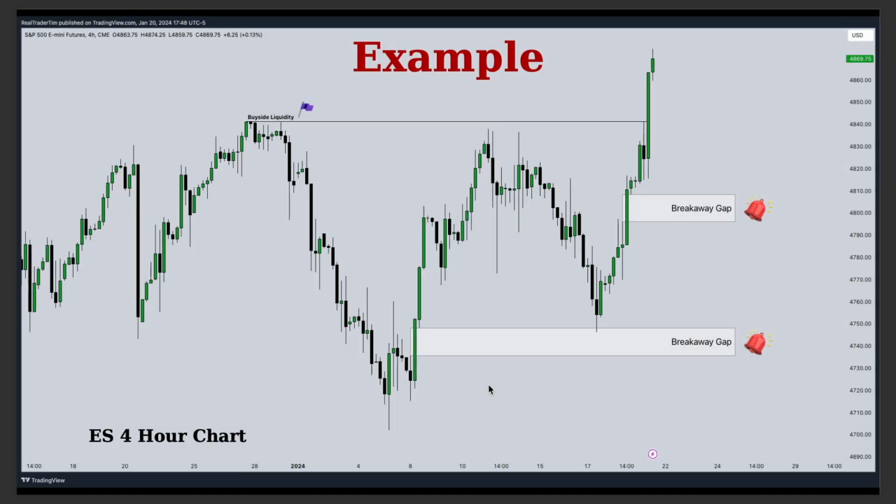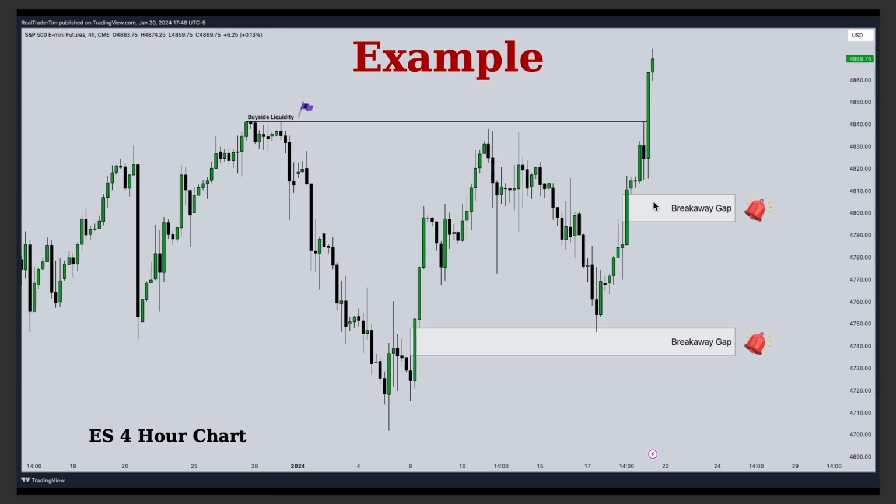So an example of breakaway gaps, this lower breakaway gap we have labeled here. See how we're just tapping the upper portion of the gap and then taking off. This is still classified as a breakaway gap because we don't fill the entirety of the fair value gap. Here on the upper breakaway gap, we fail to even tap into this fair value gap at all. So that is another way to identify a breakaway gap.